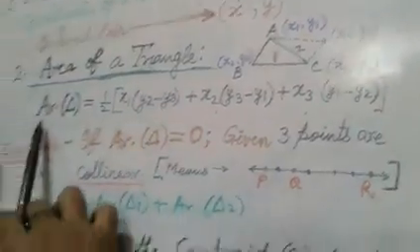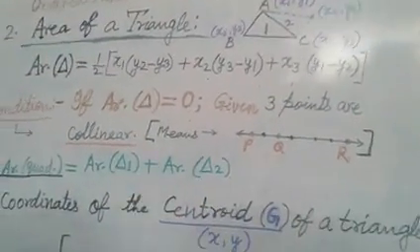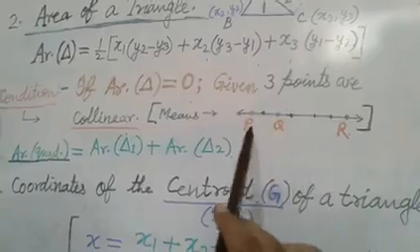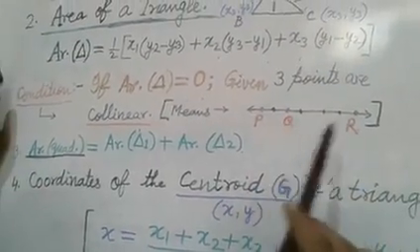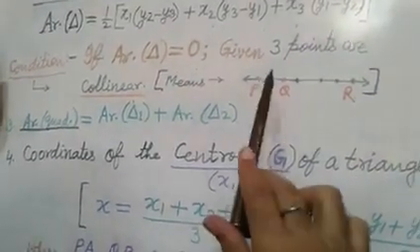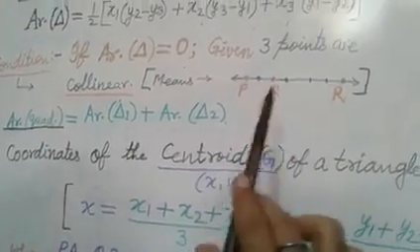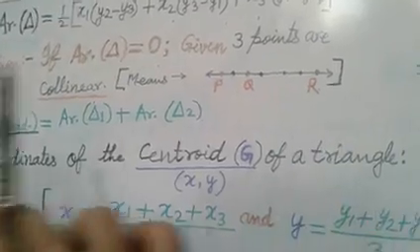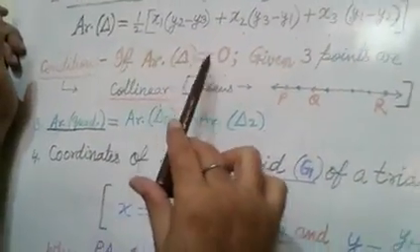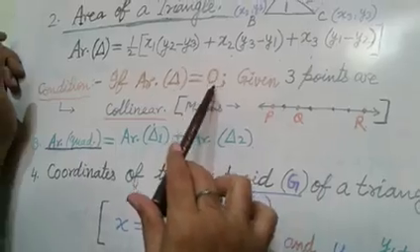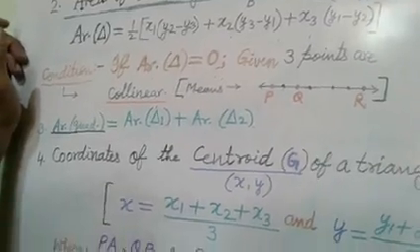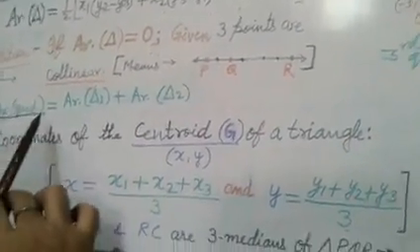Suppose the area of the triangle comes to 0, it means the given 3 points are collinear. Collinear means the given 3 points are lying on the same straight line. So, what are collinear points? When 3 or more points lie on the same straight line, all those points are known as collinear points. And this is the condition for collinearity of 3 points. If the area of the triangle comes to 0, it means the 3 given points are collinear. They are not forming any triangle. Got it?